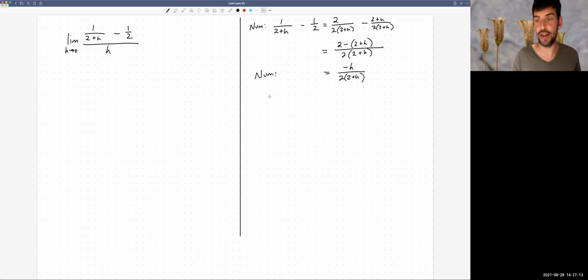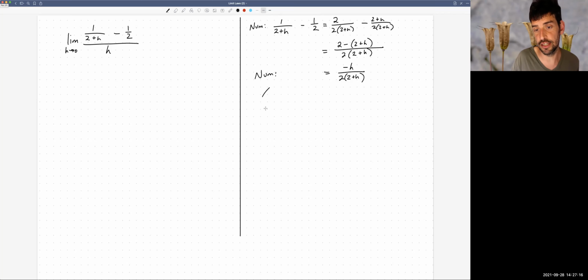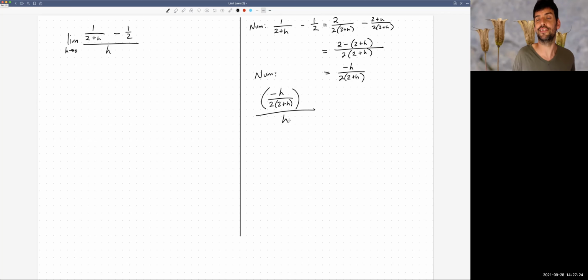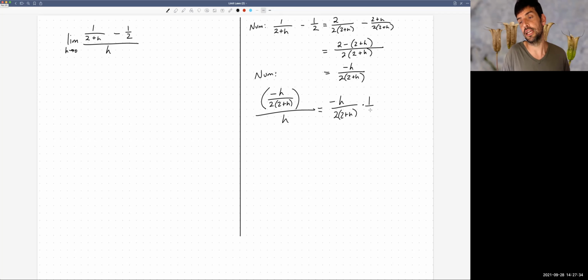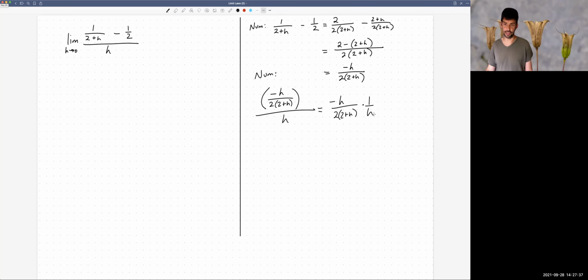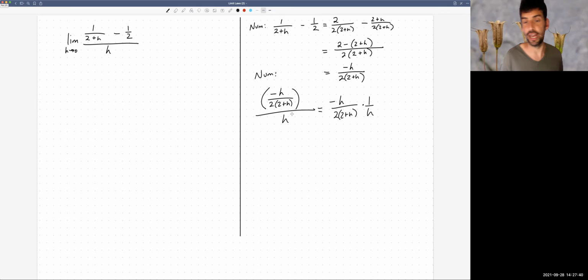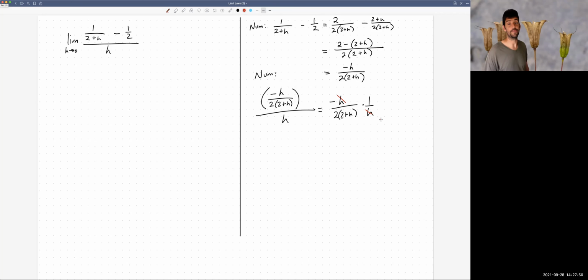So let's put the fraction together now with this new thing in the numerator, negative h over 2 times (2 plus h). I've still got this double fraction though, which I hate. So instead of dividing by this h, remember that dividing by a number is the same as multiplying by the reciprocal. That's right. Dividing by 2 is the same as multiplying by 1/2. Dividing by h is the same as multiplying by 1 over h. And now I see what's going to work. I've got an h in the numerator and an h in the denominator factors. I'm going to cancel them.